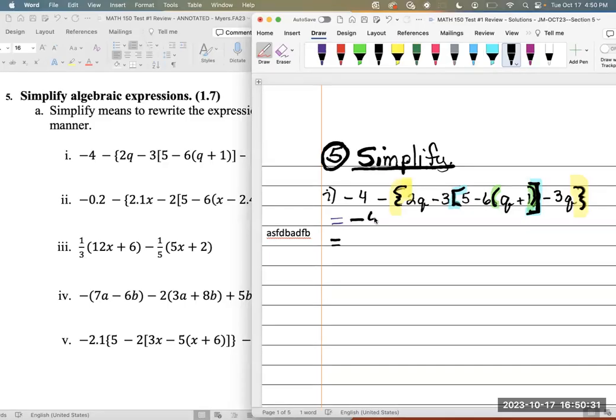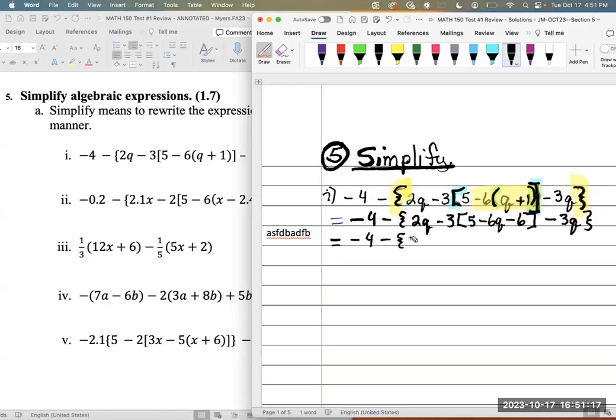You write down the part of the problem you're not doing anything with. So -4 minus the quantity of 2q minus 3. What I'm focusing on is everything inside of this set of brackets. Now I have a 5 minus 6 times something. Finish writing down everything I'm not using yet. There we go. So looking at this part here, -6 times the quantity of q plus 1. -6 times positive q is -6q. -6 times positive 1 would give me a -6.